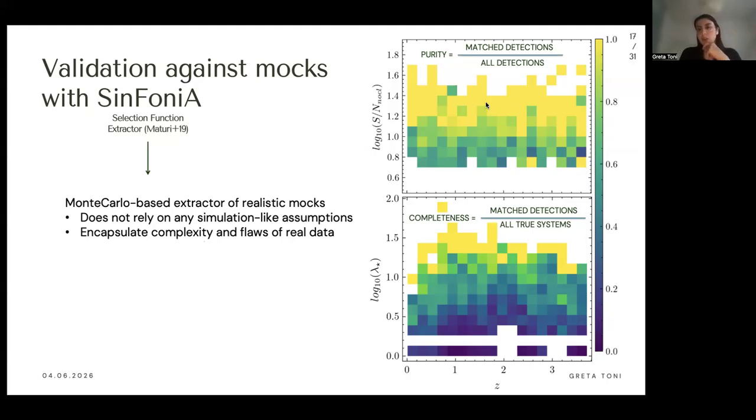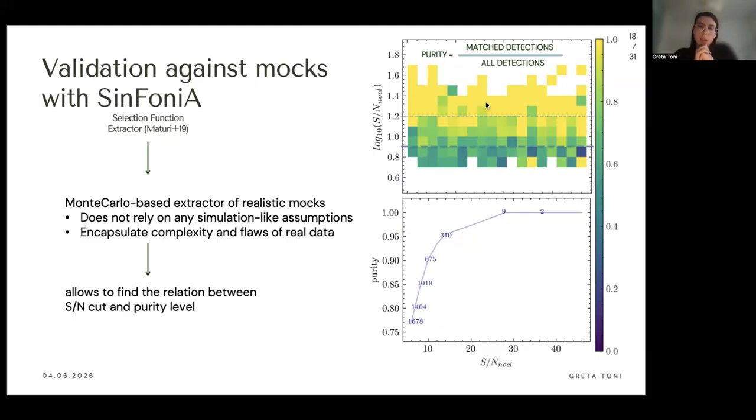And one interesting thing that we confirmed, that was also found in previous studies with AMICO, is that if you consider the signal to noise ratio as a characterizing property of your detections, and you bin your detections in signal to noise ratio, you find that the level of purity is more or less stable in redshift. What does that mean? This means that you can find a direct relation between a desired purity level and a signal to noise cut. So if you want, for example, a sample to be 90% pure, you know at which signal to noise you want to cut the catalog for your specific analysis.